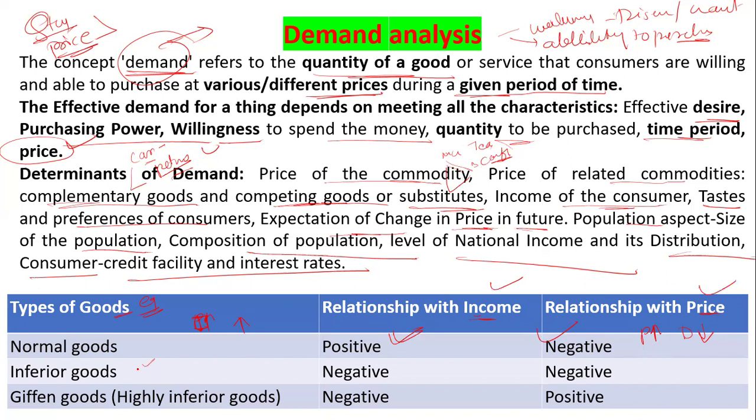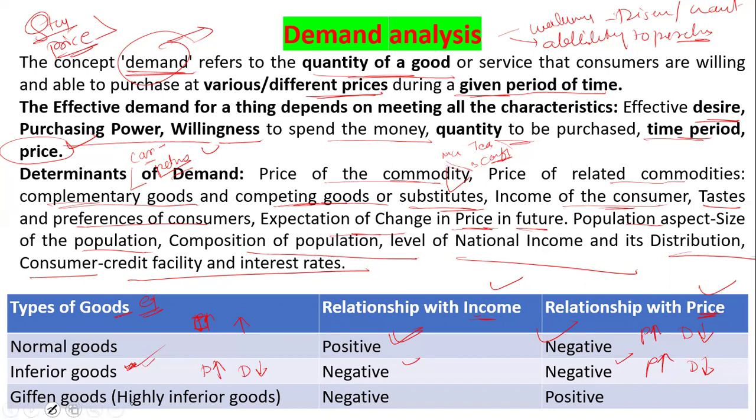In the case of inferior goods, they do not have much importance in our life. So what is the relation of inferior goods with income? It also has a negative relationship, because if the price of inferior goods increases, demand for inferior goods decreases, because we do not need them. Why should we spend too much money on such inferior goods? The relation with the price is also negative for the same reason: if the price of the goods increases, demand for inferior goods decreases.